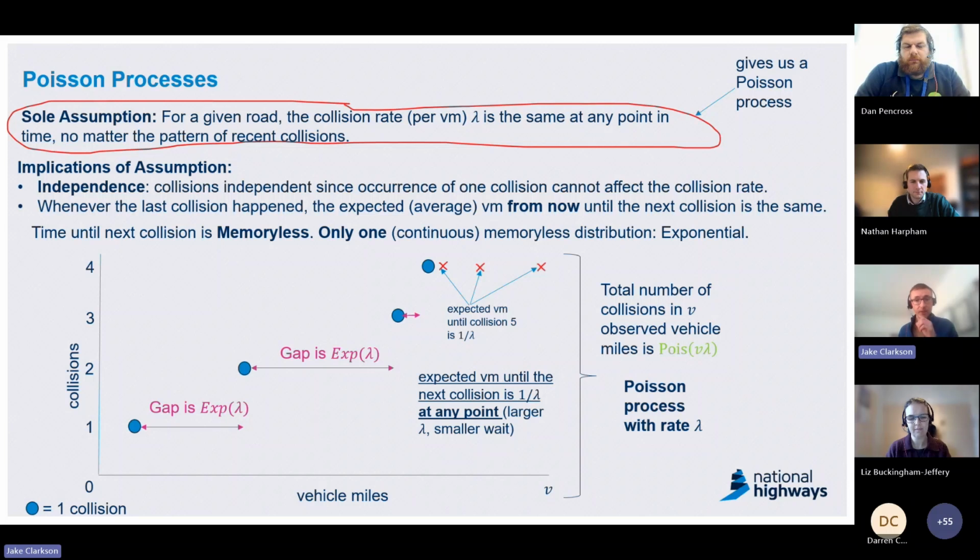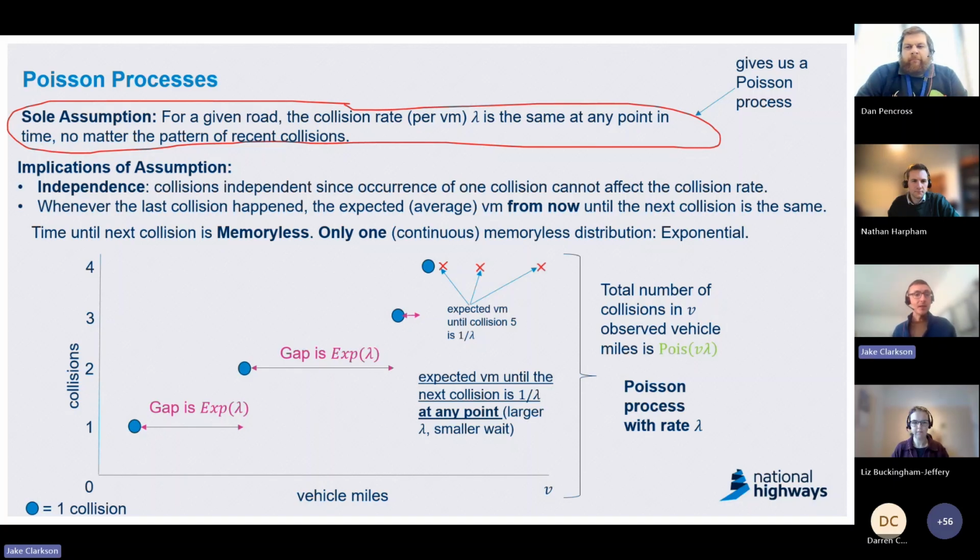Now, you may have heard of a Poisson process before, but I'm going to introduce it here whilst demonstrating that it's not a highly specific modelling choice we make with a ton of assumptions. It comes about very naturally, and all we in fact need to assume is that for a given road, the true collision rate, which we call lambda, is the same at any point in time, no matter what's happened with recent collisions, and that a Poisson process will fall out of this one assumption.